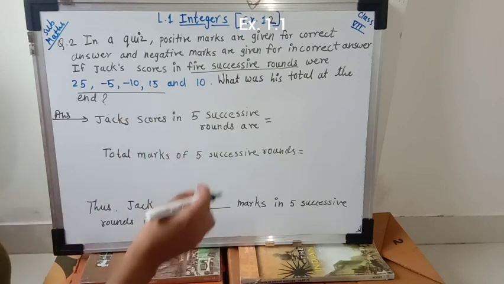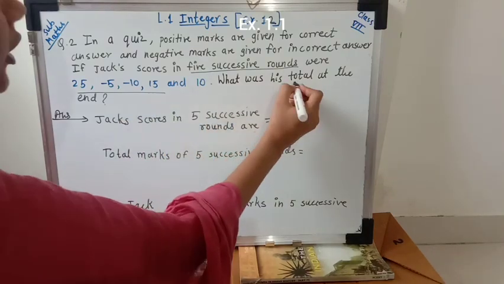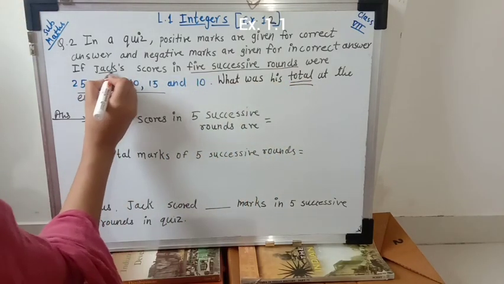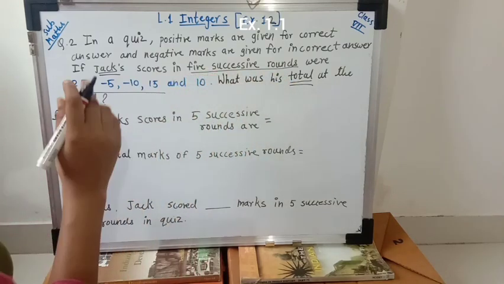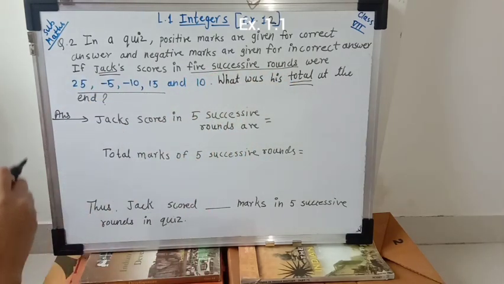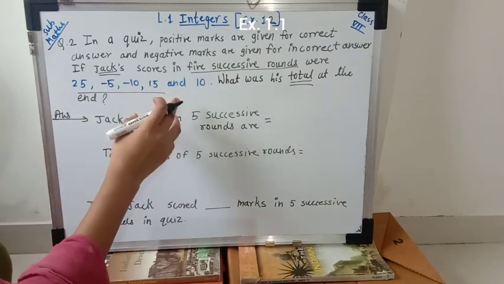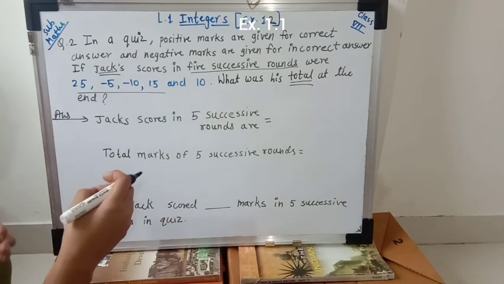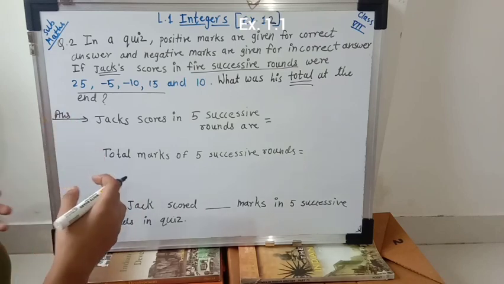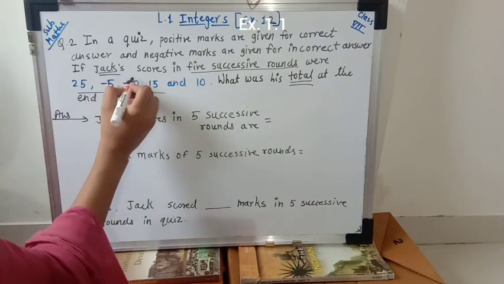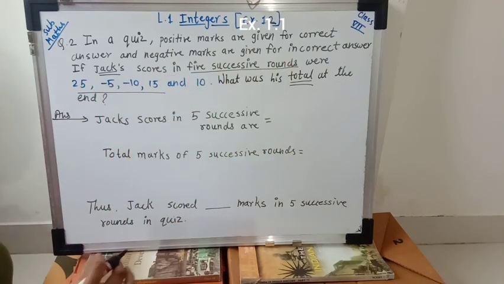Now what we have to do, we have to find out the total score of Jack in the 5 successive rounds.